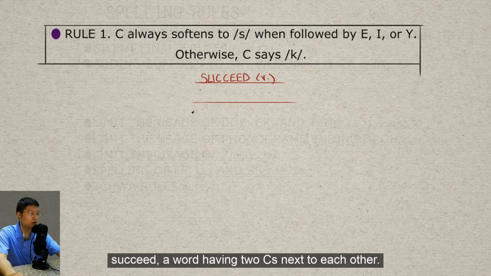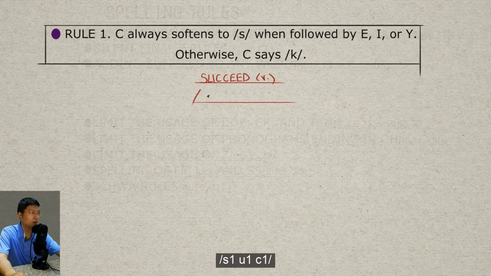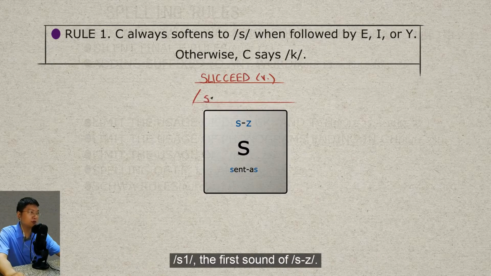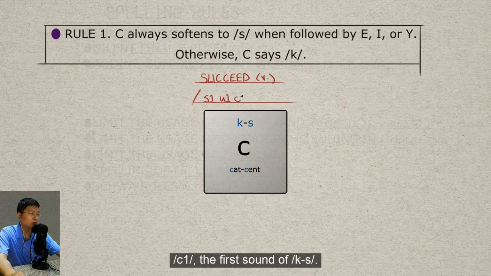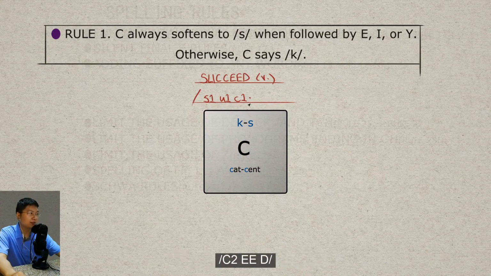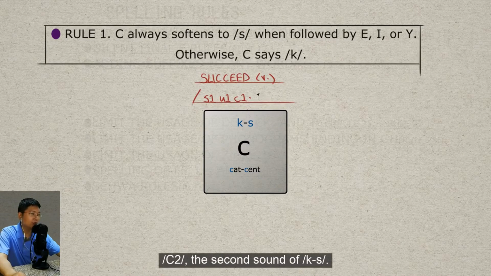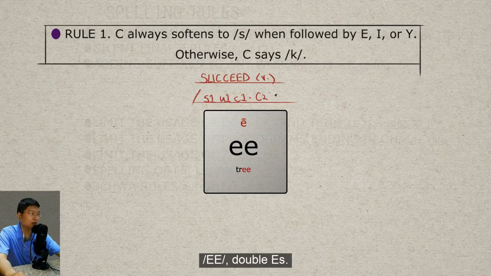Succeed, a word having two C's next to each other. Suck. S, the first sound of S, Z. The first sound of U, U. K, the first sound of C, K, S. Seed. S, the second sound of C, K, S. E, double E's. D.